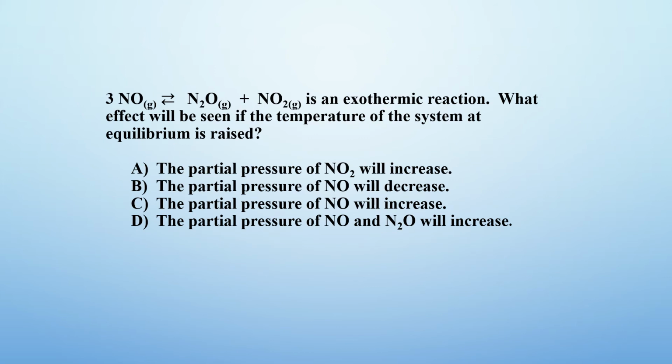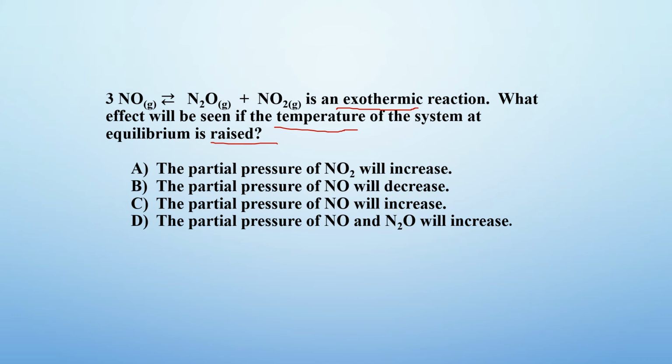In this problem, we have this chemical reaction, and it tells you it's an exothermic reaction. The question asks you, what happens if we increase the temperature? So when the temperature is raised, you can actually solve this problem using two approaches. First, we can use the direction of net reaction.